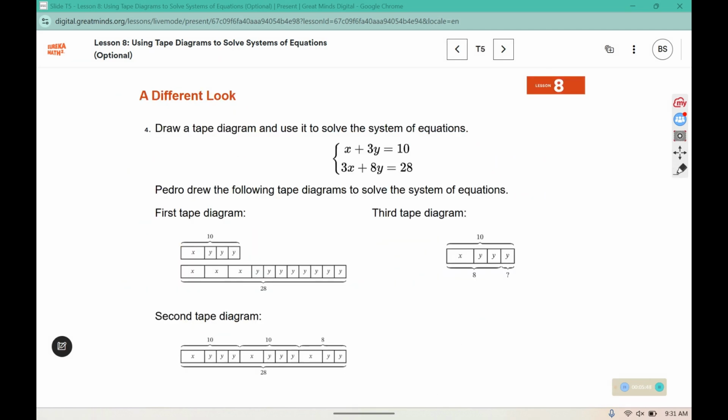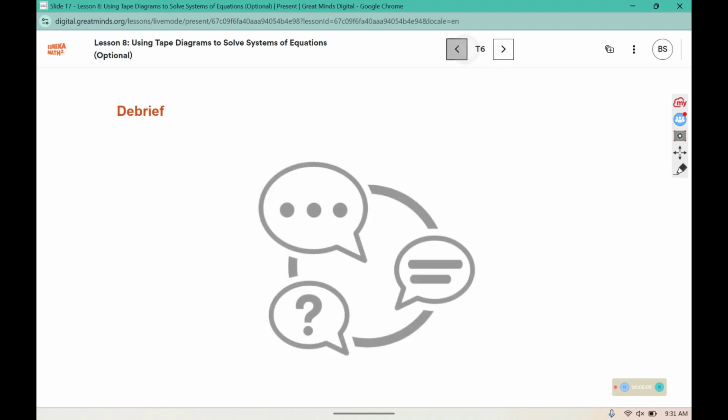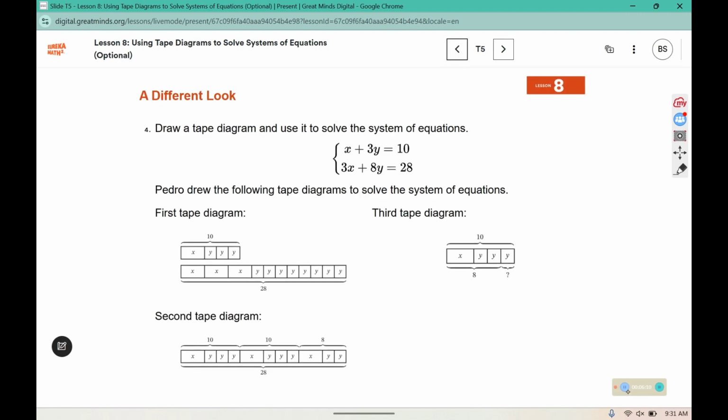Problem 4 asks us to solve it using tape diagrams as well. However, this one is a problem that would be set up for elimination. So I'm going to show you how to do elimination instead using these same sets of equations. So we're going to kind of ignore parts A and B, and we're going to just solve these equations using the elimination method and then take some notes on the process for the elimination method.